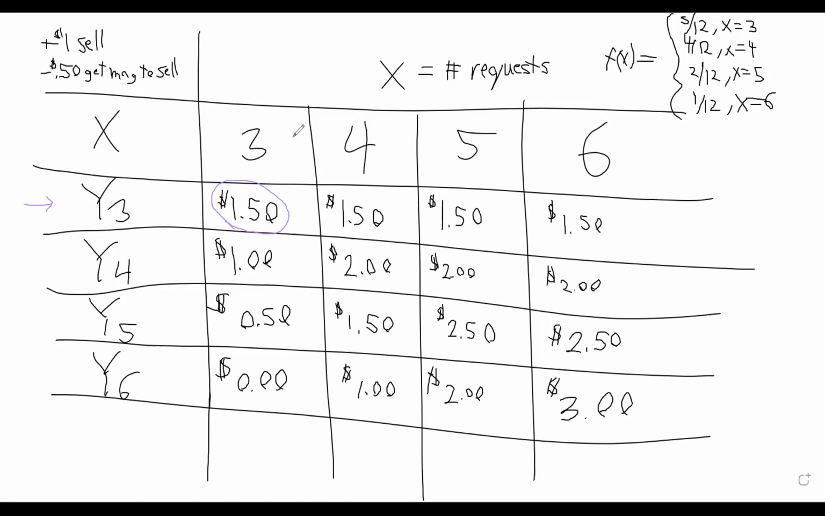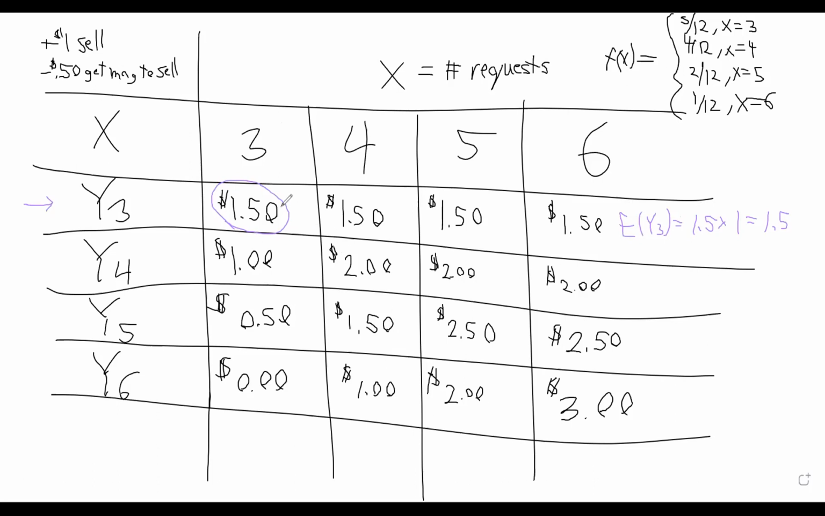Because the probability of x actually being 3, 4, 5, or 6 is 1. You just add up the probabilities in the PDF there. 5 twelfths plus 4 twelfths plus 2 twelfths plus 1 twelfth is 12 twelfths, which is 1. So the expected value of y sub 3 is the easiest to compute as long as you understand what's happening in the problem. It's 1.5 times the probability of 1.5, which is 1, which is 1.5. So the expected value of y sub 3 is $1.50.